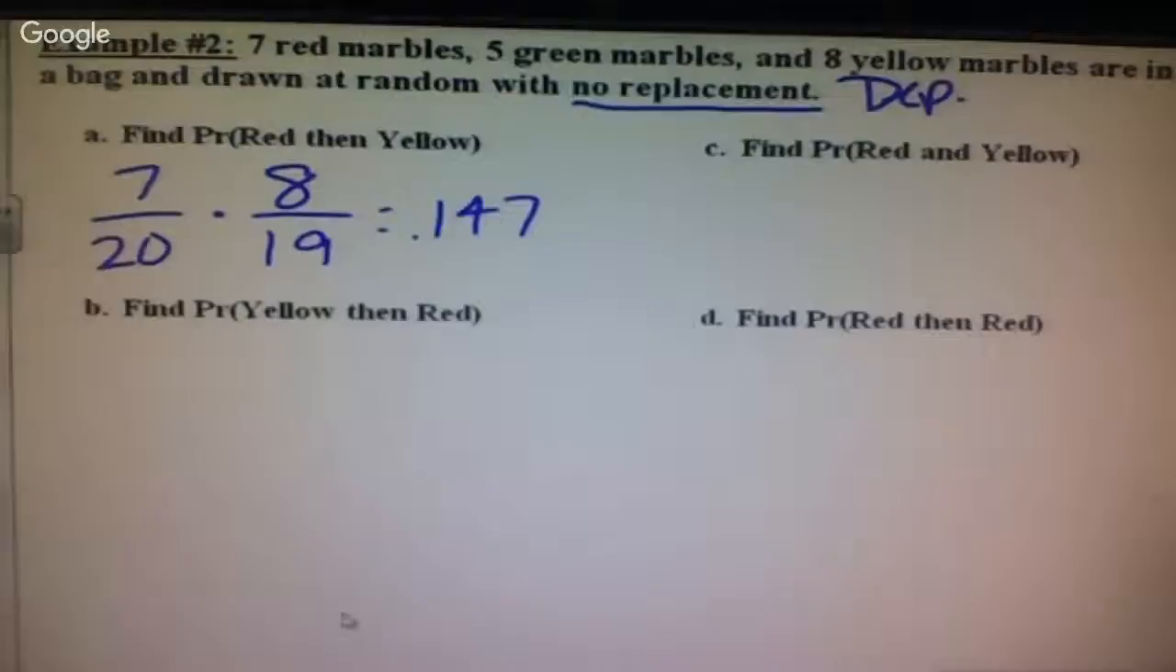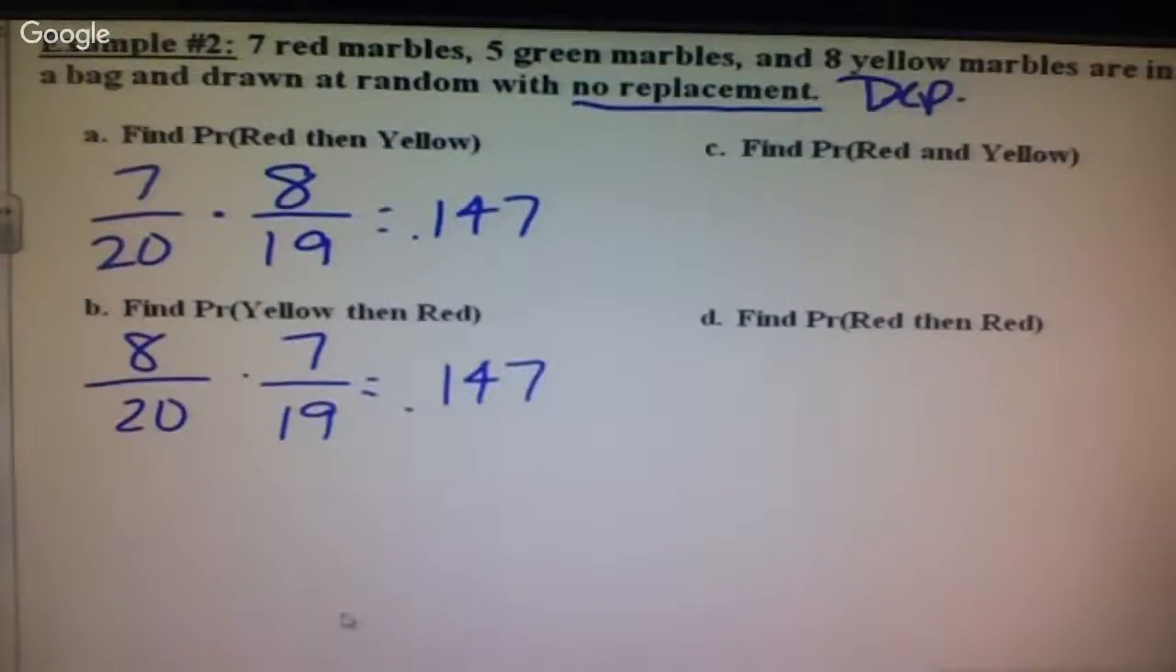Yellow then red. What does that look like? 8 out of 20 and then 7 out of 19. Well, guess what? I'm still multiplying 8 times 7 and I'm still multiplying 20 times 19. So we're still at 0.147.